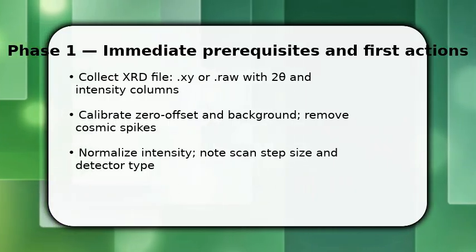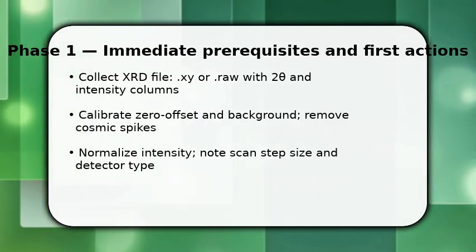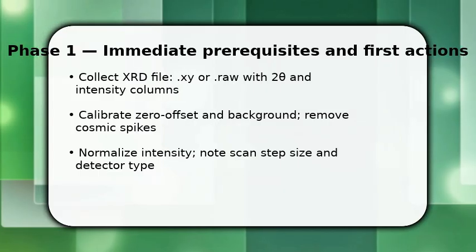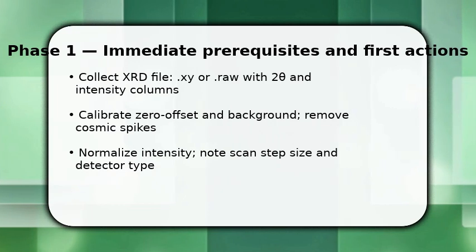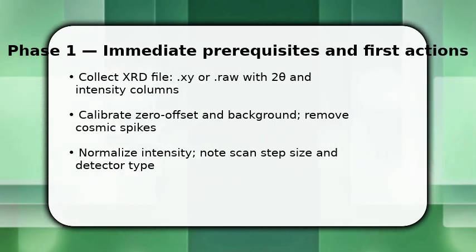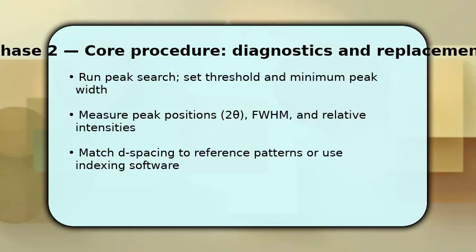Make sure to record scan step size and detector type because they affect peak width and intensity. From here, you are ready to run a first peak search and see where the main reflections appear. Do that now. You now run a peak search with a sensible threshold and minimum width.